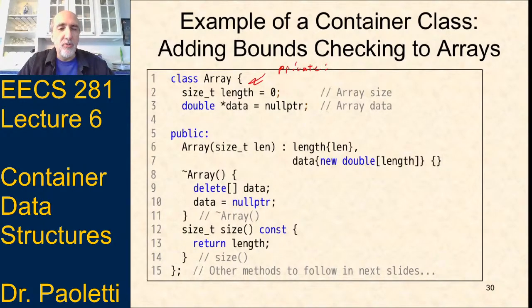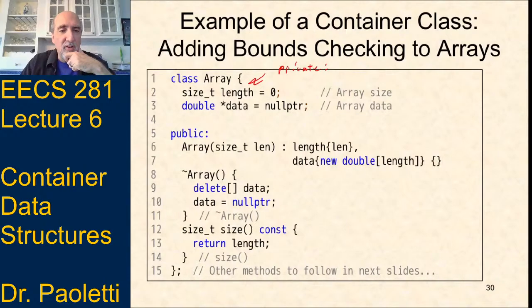The only difference between a struct and a class is the default access method, or the default access specifier. If you don't say otherwise, stuff in a class is private. If you don't say otherwise, stuff in a struct is public. So I've got some private data. I've got my length and my pointer to the internal memory. It starts out as a null pointer.